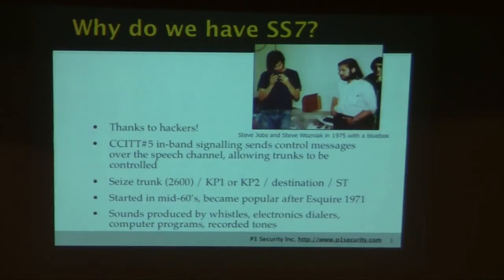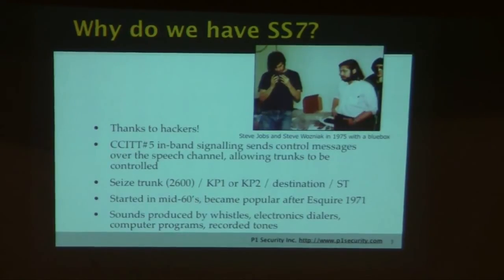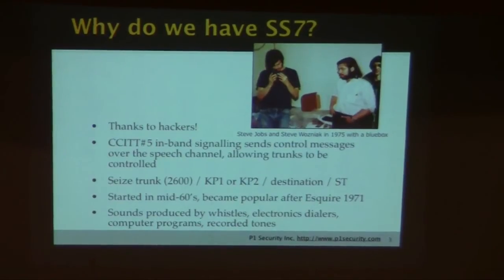So why do we have these signaling networks? Signaling networks are actually here thanks to hackers and phreakers. Because what happened is that in the 70s, you maybe know these two guys, some people were manufacturing and using devices that attacked pre-SS7 signaling, called blue boxes. So how many here have heard about blue boxes? One person? No, okay. Wait. How many have used blue boxes?